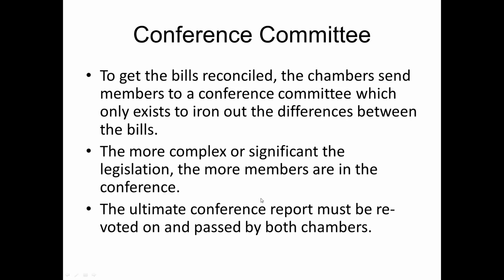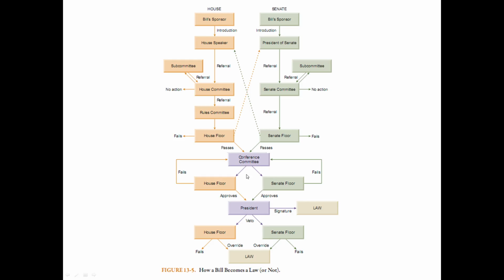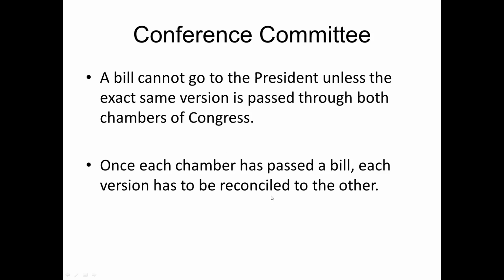When they are able to come together and put together that one unified piece of legislation, it then has to go back to the Senate and the House to be voted on. Once the conference report, which is the unified bill, comes out, it doesn't immediately go to the president. It has to go back to the House and the Senate, where they both have to approve the identical version of the bill. Then, at that point, it goes to the president.